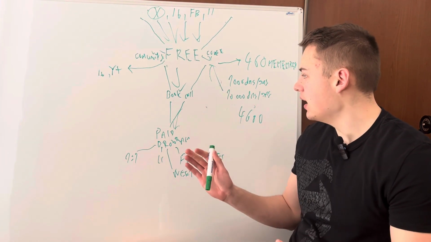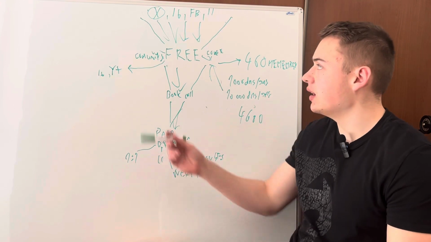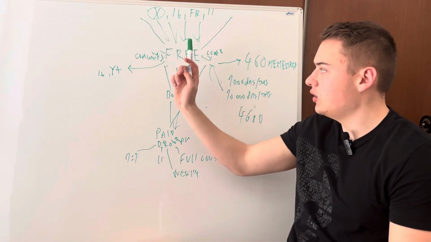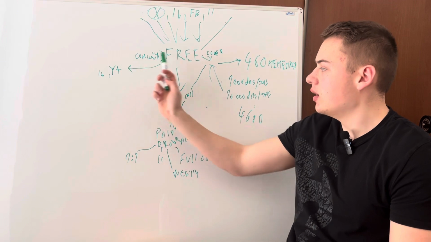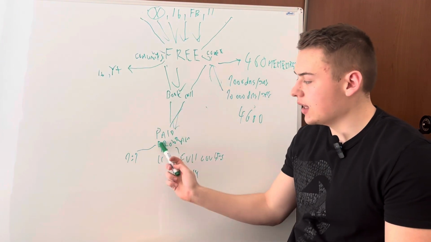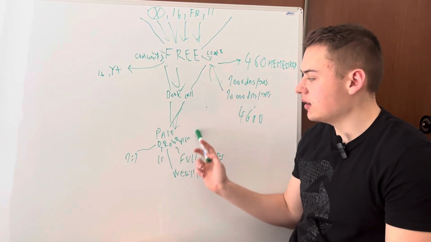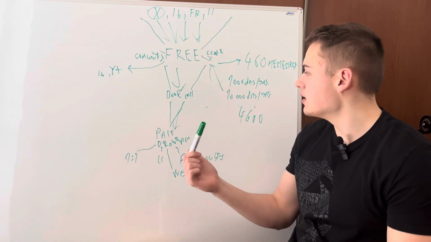So this is the funnel, and this is how I'm going to make the money. Just get the people from outreach into the free community, nurture them, they will book a call with me, get them inside my paid program, and here I get paid. Okay? This is how it works.